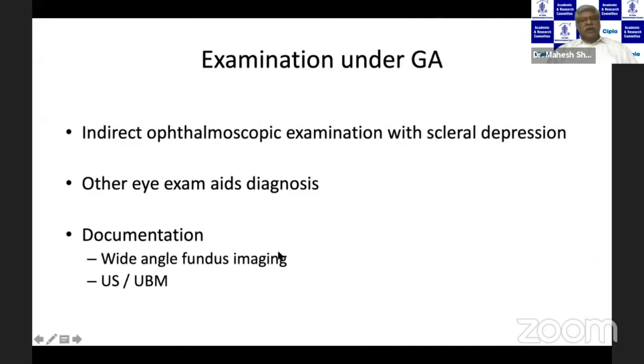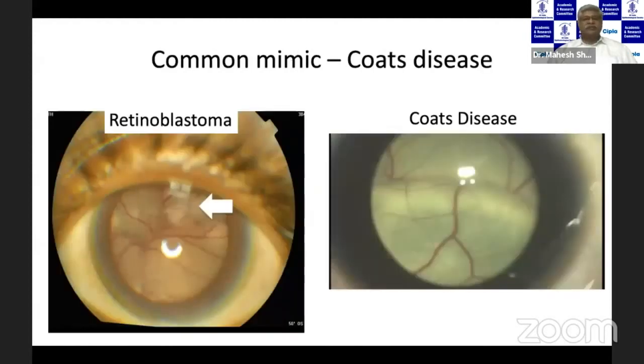Examination under anesthesia also allows us to document by using wide-angle fundus imaging, and we can do a more thorough ultrasound and UBM examination under anesthesia.